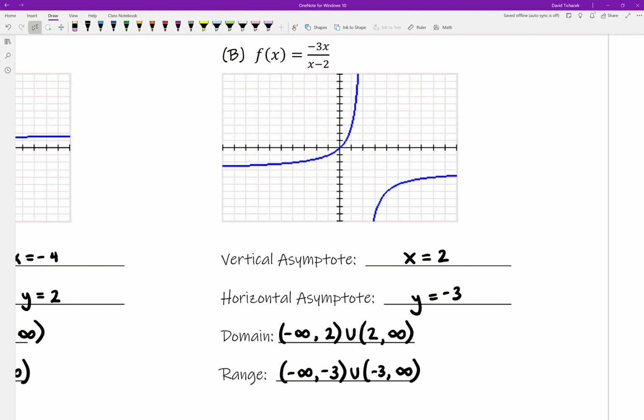In the next example here, same thing, right? So we can go ahead and go through and find the vertical and horizontal asymptotes and then use that information to figure out the domain and the range, okay?